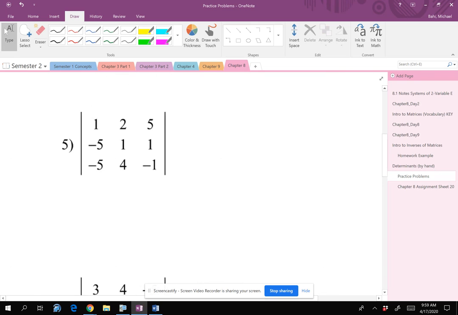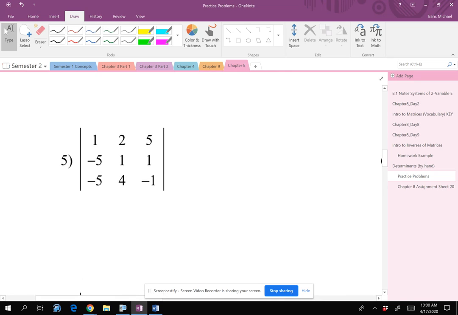Now, if you were able to bypass the annoying sound and listen to what I was saying in the other video, notice how this matrix is in absolute-value-looking bars. This automatically means find the determinant. The determinant of a 3 by 3 matrix is more work. It's not as simple and quick as a 2 by 2 matrix. So what we're going to do is take one row, any row, and cross it out. Let's say we cross out the top row.